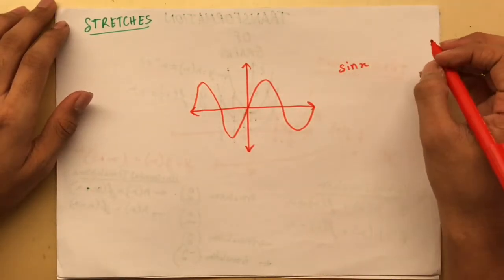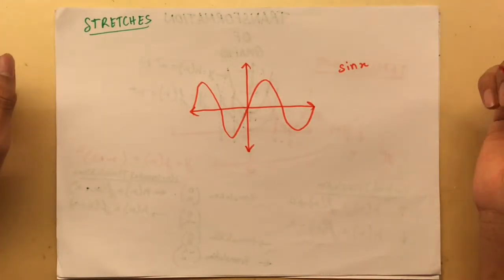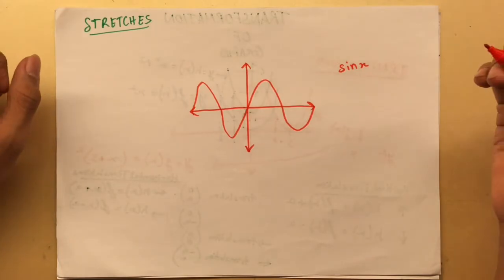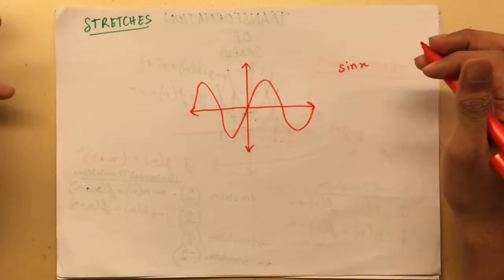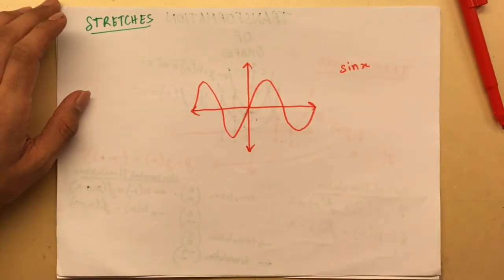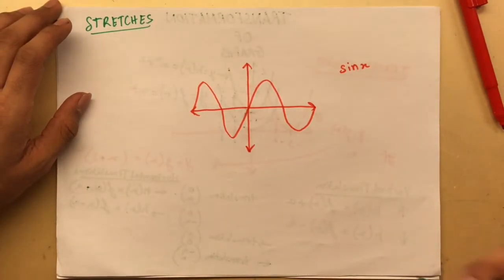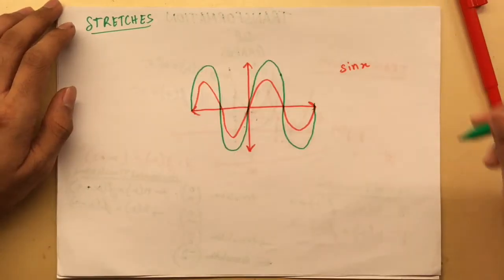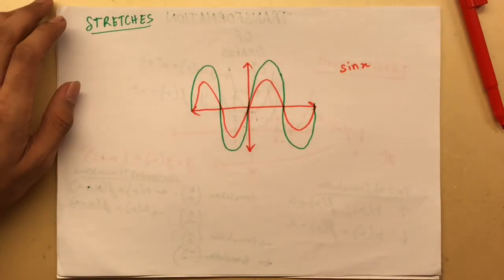But this isn't important to you right now. It will be important when we're doing trigonometry. So for now, just assume that we have this function. And now let's say, something like this would look like a vertical stretch.